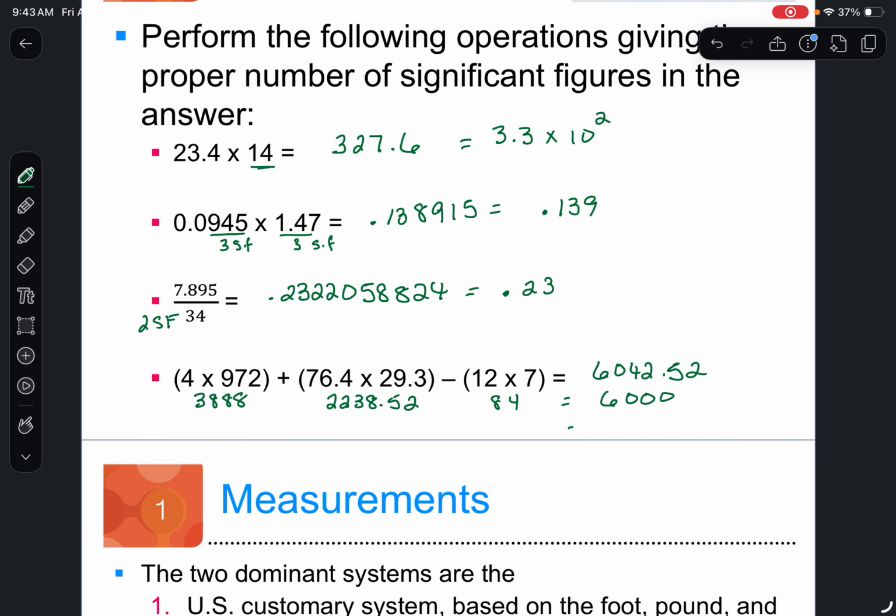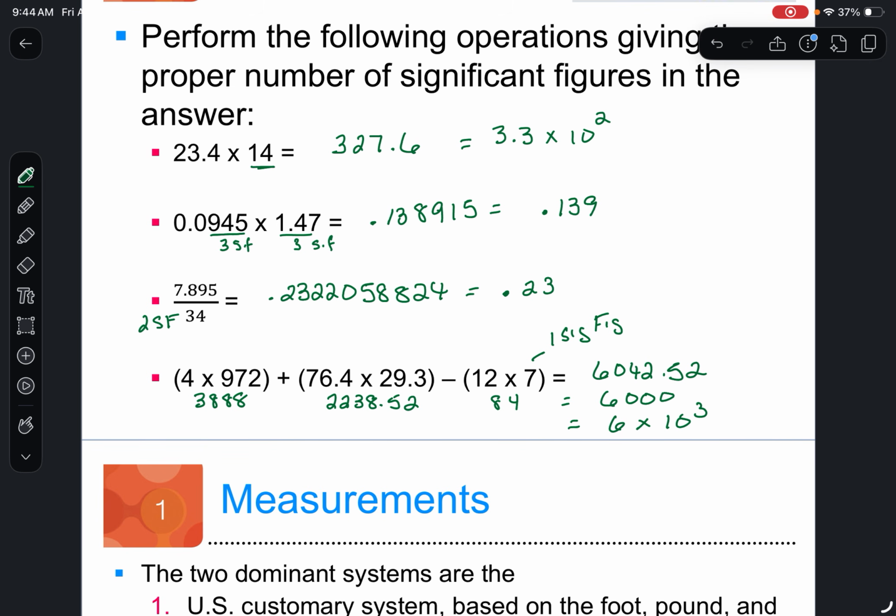And I could also put it in scientific notation, which is 6 times 10 to the 3, because notice I'm going with my multiplication, and I just have 1 significant figure here, and I have to go with my least. So I need to have 1 significant figure. So I can leave it at 6,000 or put it in scientific notation.